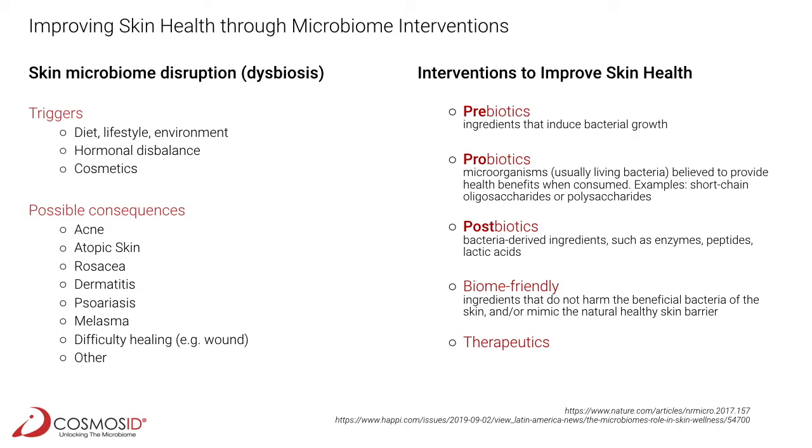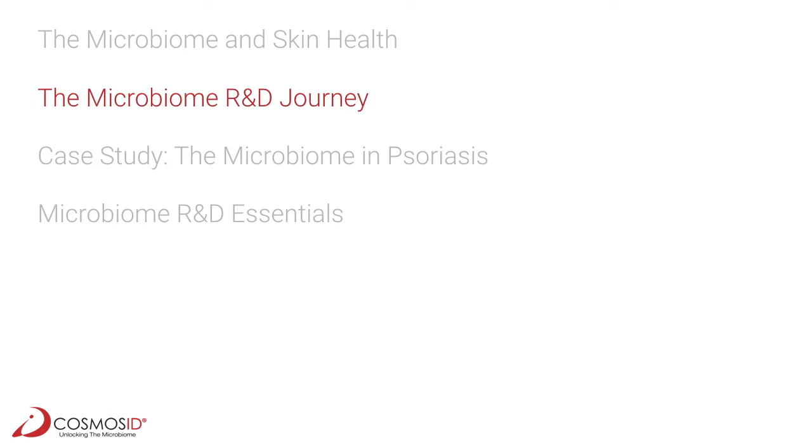Another label that you see increasingly often is the label biome-friendly. This label is associated with products that do not claim to confer certain health benefits, but that have been tested to not disrupt a healthy skin microbiome. And finally, there are traditional pharmacological approaches which fall into the realm of therapeutics. Now, let's move on and explore next the different stages of the skincare product development process.